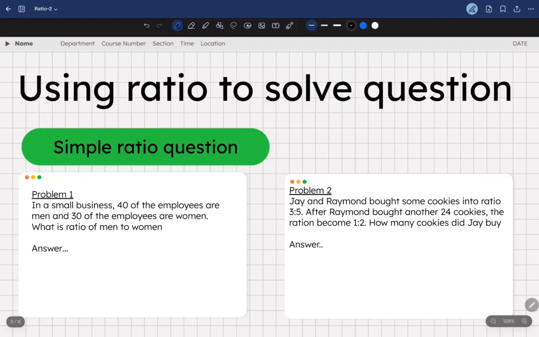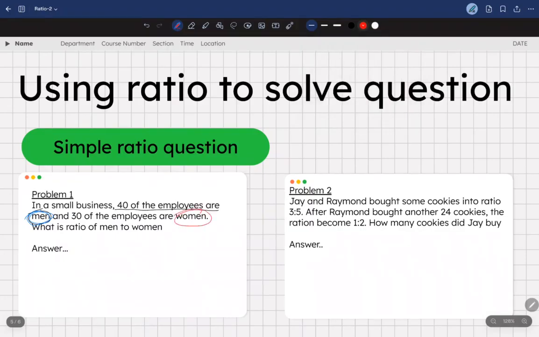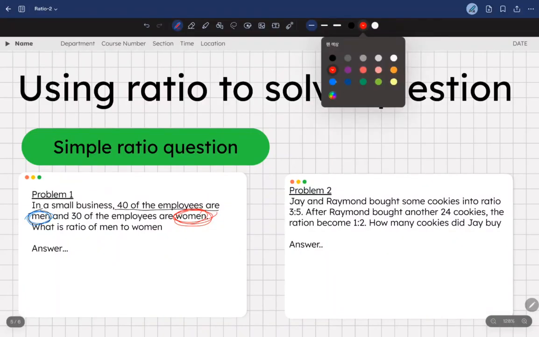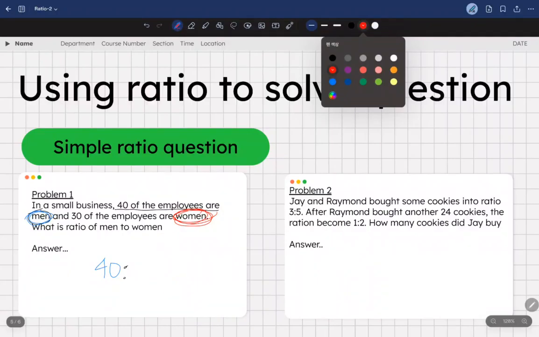Problem 1: in a small business, 40 of the employees are men, and 30 of them are women. What is the ratio of men to women? So we should write men first. As they have mentioned, there are 40 men, and then they have 30 women.